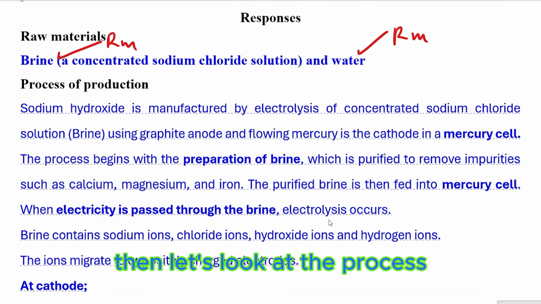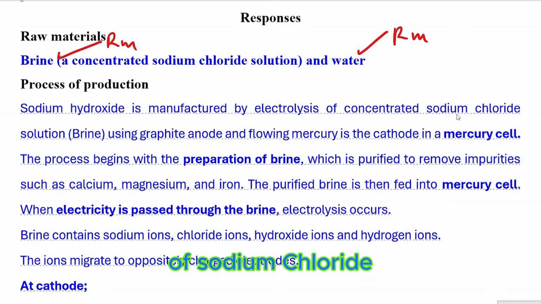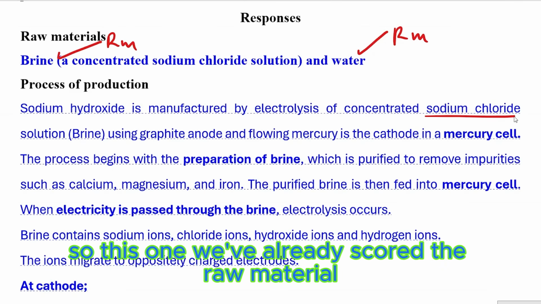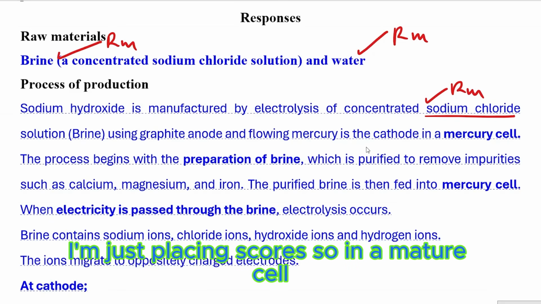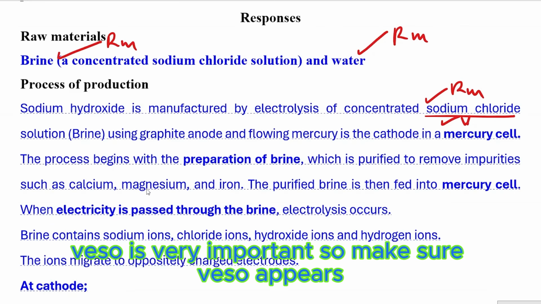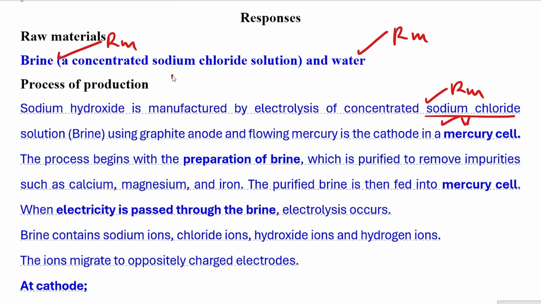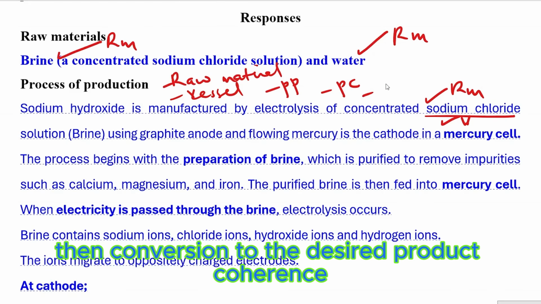Then let's look at the process. Sodium hydroxide is manufactured by electrolysis of sodium chloride. So this one we've already scored as the raw material. Of course, they can't score twice. I'm just placing scores. So in a mercury cell, that's a vessel. Vessel is very important, so make sure the vessel appears. Raw material, vessel must appear, physical processes, chemical processes, then conversion to the desired product, coherence.